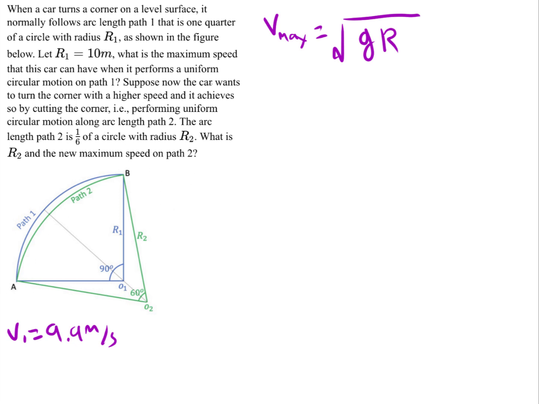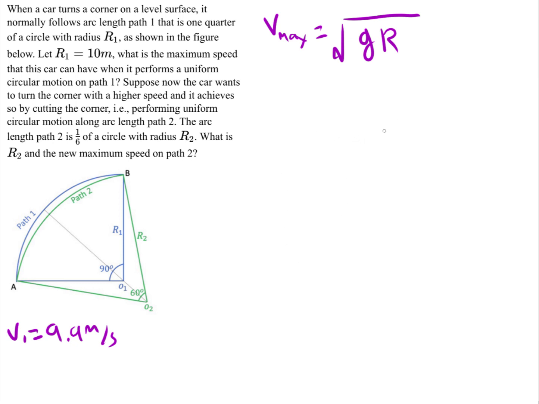Now, suppose the car wants to turn the corner with a higher speed, and it does so by cutting the corner, or performing uniform circular motion along a different path, which is path 2. And path 2 is 1/6 of a circle with radius r2. What is the radius r2 and the new maximum speed on path 2?